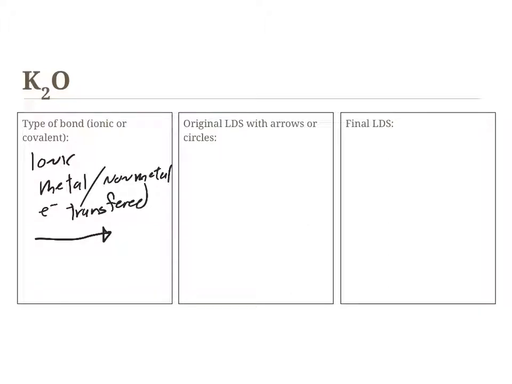So my first structure I'm going to draw is potassium. So that's going to be K with 1, and we have 2 of them, so I might as well draw that right away so I don't have to change colors. Oxygen is going to be having 6 valence electrons, 2, 3, 4, 5, 6, and because they're transferring, I've got to show arrows here and here.